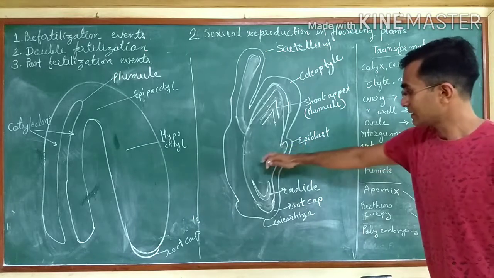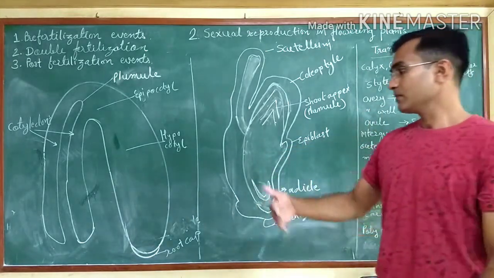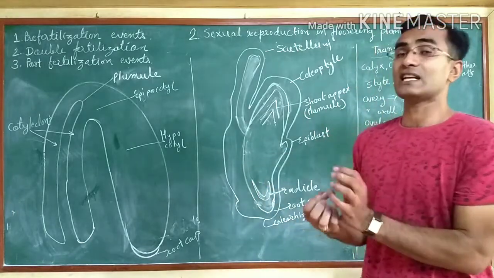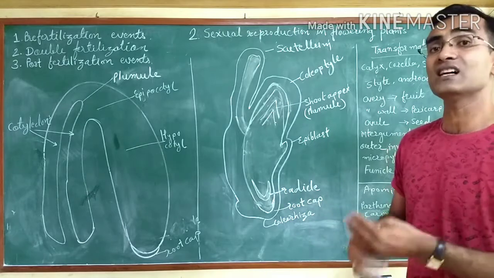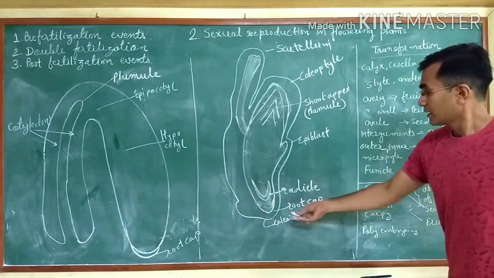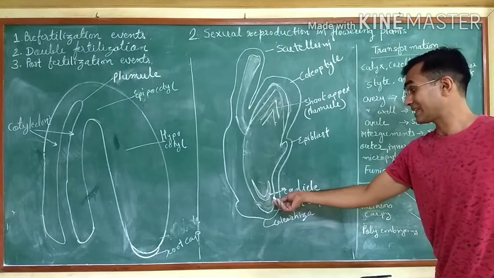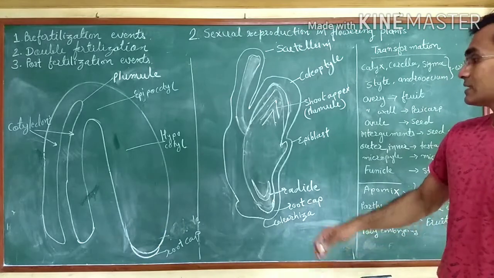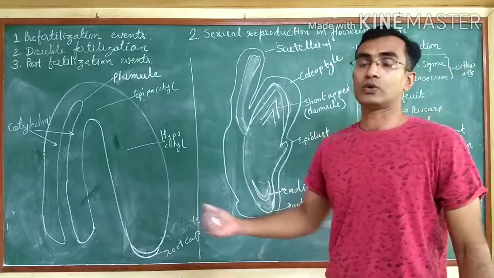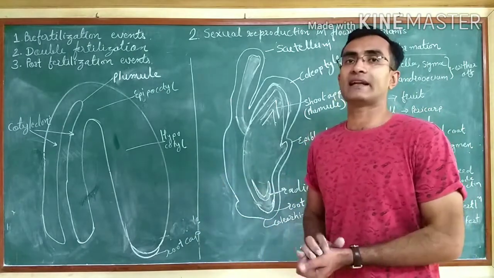Epiblast over here, then here you can see this is the radicle. The organs present in monocotyledonous seeds and dicotyledonous seeds are the same. Here is the root cap that covers the radicle, and the coleorhiza, that is again the sheath which covers the root cap. Okay, hope you understand the structure of the monocot and dicot seed.